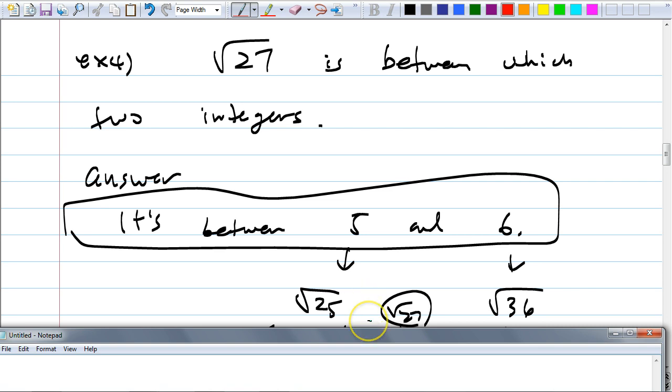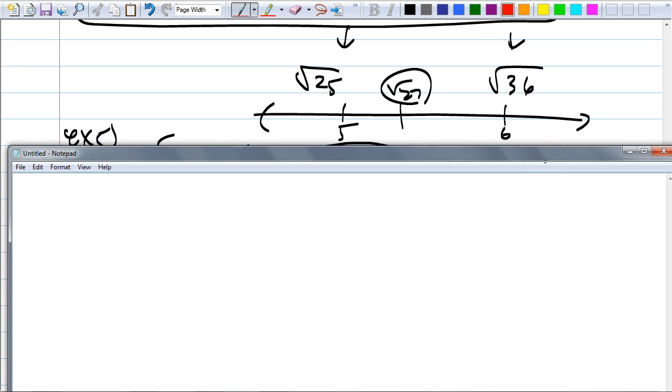Okay, let's move on to example 5. By the way, I even have a number line, right? There's 5 and 6. The square root of 27 is right between 5 and 6. I'm just showing you that's where the square root of 27 is. Just like, where is pi? That 3.14 and so forth. Which 2 integers is that number between? Pi. Between 3 and 4, right? Isn't that between 3 and 4? Closer to 3, of course.